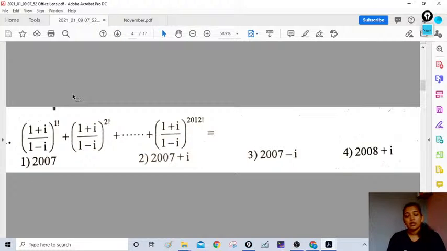The question is 1 plus iota divided by 1 minus iota raised to the power 1 factorial, plus 1 plus iota divided by 1 minus iota raised to the power 2 factorial, plus so on up to 1 plus iota divided by 1 minus iota raised to the power 2012 factorial. So give a try to this question and give me answers in the chat box, students.